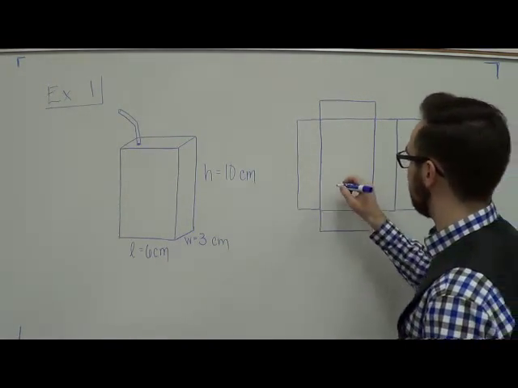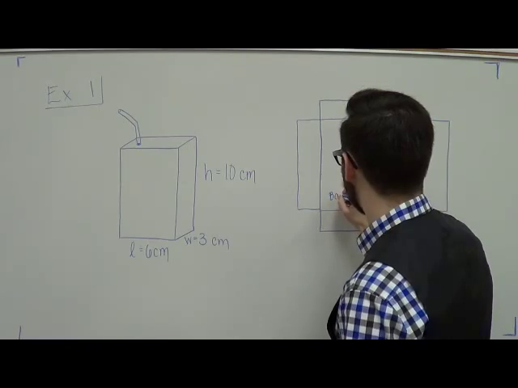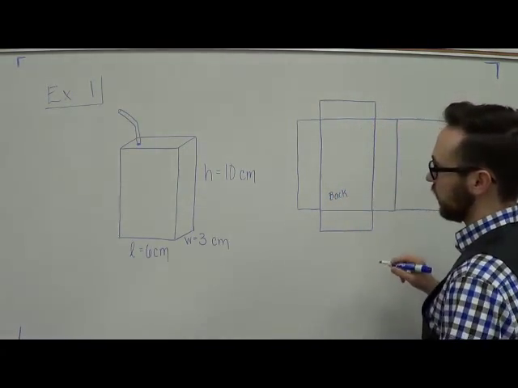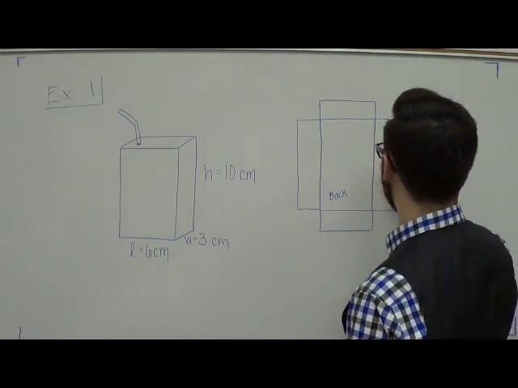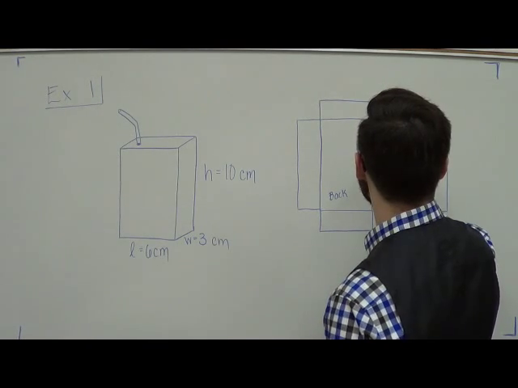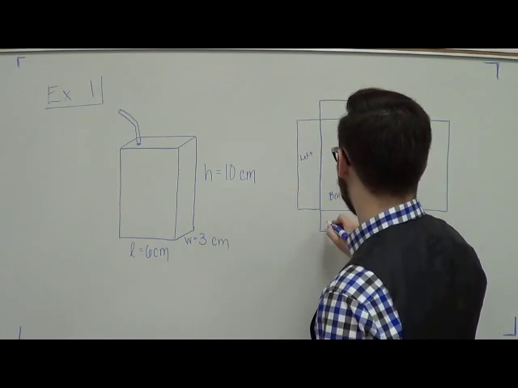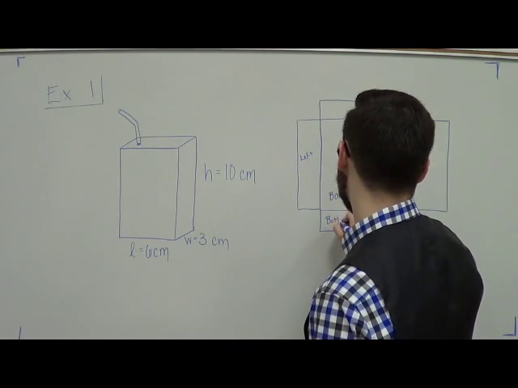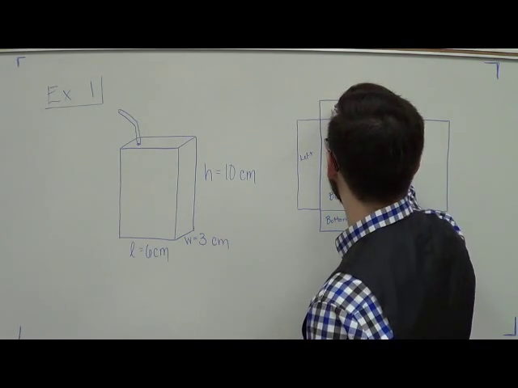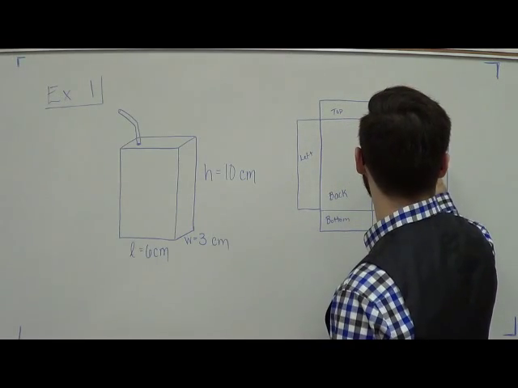Okay? So remember that this is the back of the juice box. If you're looking at it, this is going to be our right side. This is the left side. This is the bottom. This is the top. And this is the front.